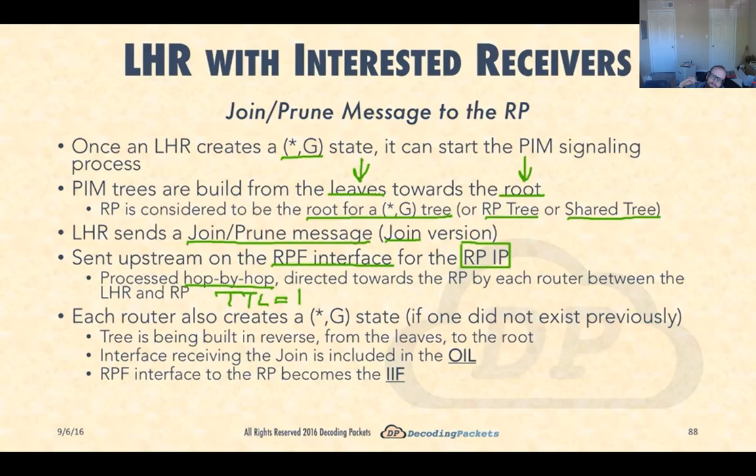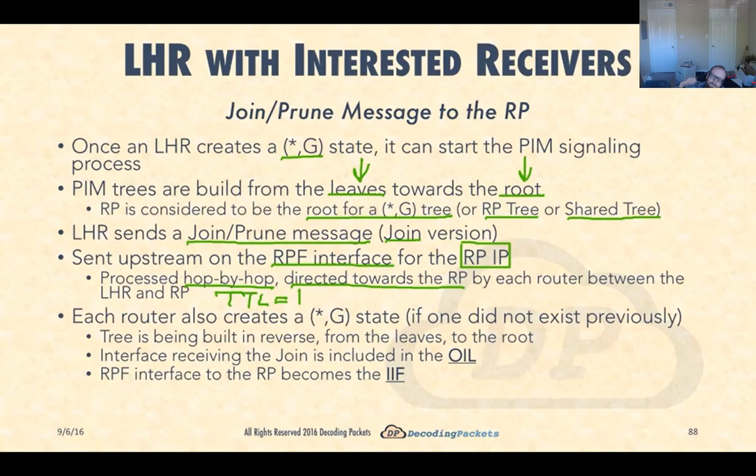Now, the next router will do the exact same thing. It will process that particular message. It will create whatever states have to be created. And it will further direct it toward the RP. So this message is always traveling toward the RP, and it is directed there by each middle hop. So each router between the LHR and the RP is further sending this message further and further to the RP.